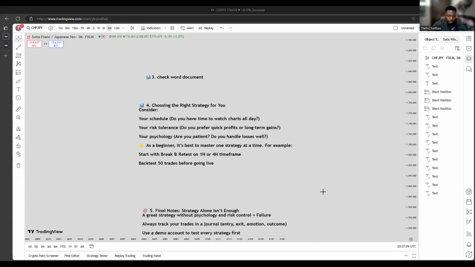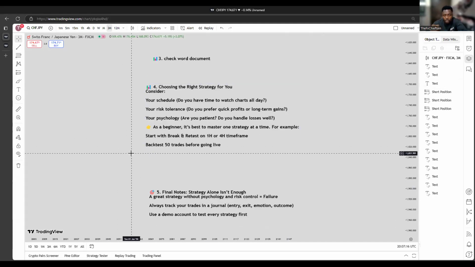Before I come to your question, number 4: choosing the right strategy for you. You want to understand your schedule. Do you have time to watch charts all day? You need to know the kind of person you are, your job, and your risk tolerance. Do you prefer quick profit or long-term gains? Your psychology: are you patient? Do you handle losses well? As a beginner, it's best to master one strategy at a time. For example, start with break and retest on H1 and H4, but test 50 trades before going live.